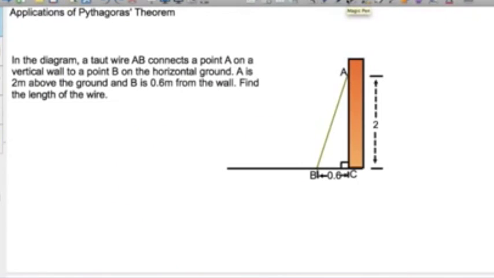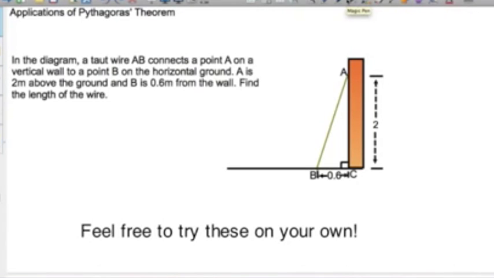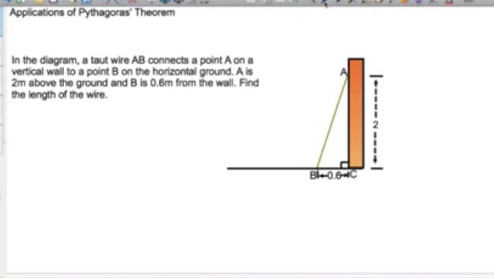Let's take a look at a couple of examples involving the Pythagorean theorem and how we could use it in real-world situations. First, we're going to take a look at this example. In the diagram, a taut wire AB connects a point A on a vertical wall to a point B on the horizontal ground. A is 2 meters above the ground, and B is 0.6 meters from the wall. Find the length of the wire.